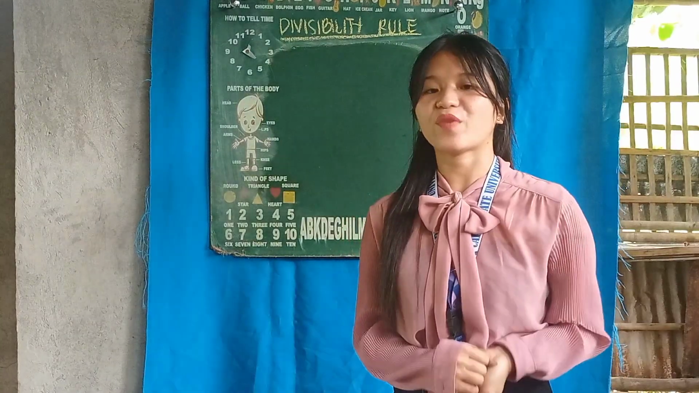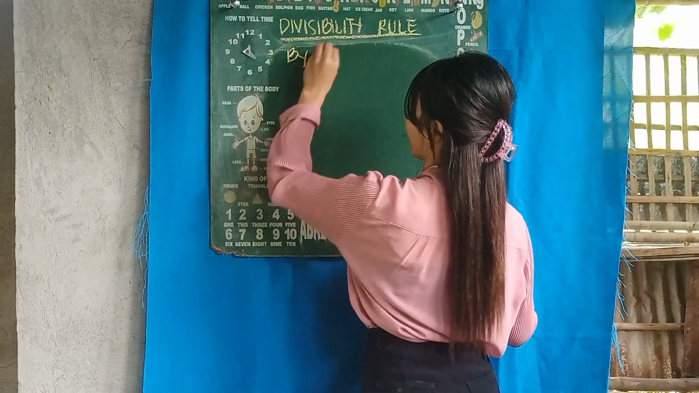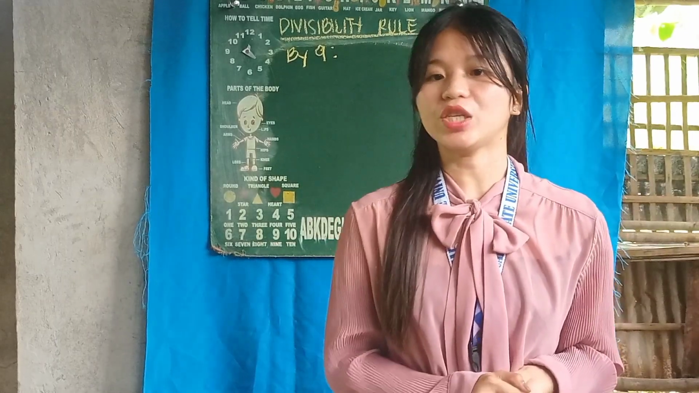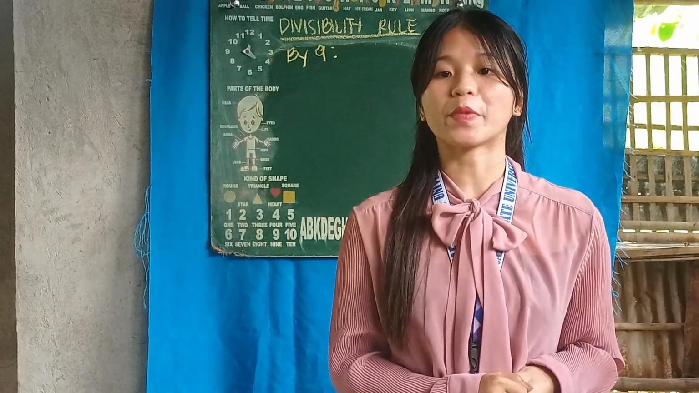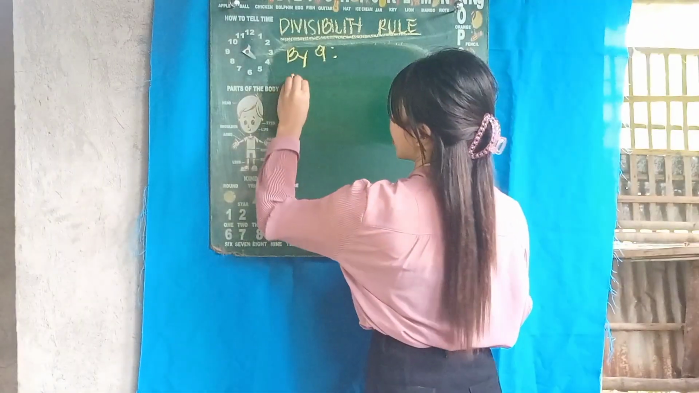So our next divisibility is by the number 9. If the sum of the digits is divisible by 9, that means the original number is divisible by 9. So let's have an example.